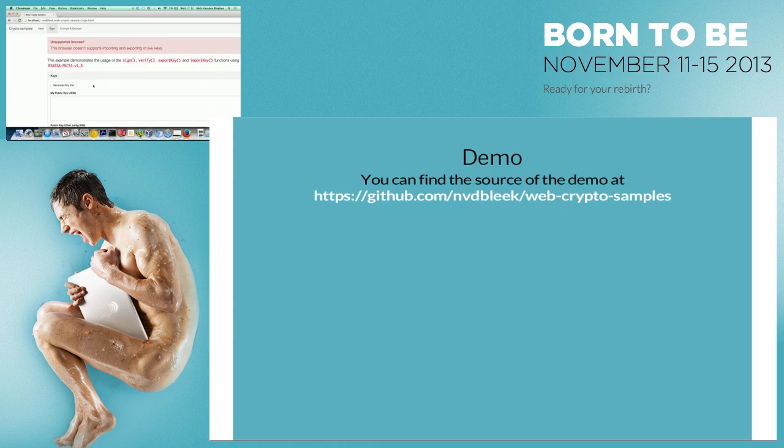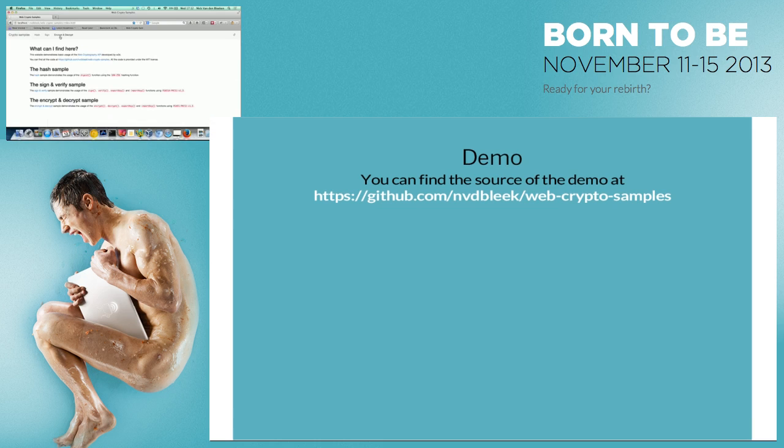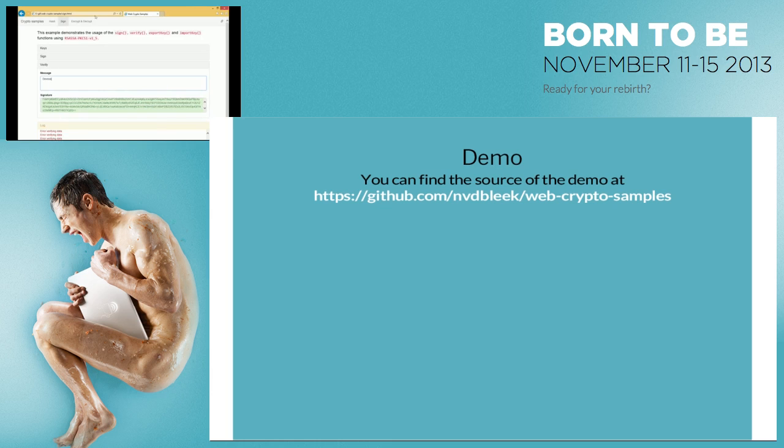Another example, I will be using Firefox here. It's also using the polyfill because Firefox doesn't implement the API yet. So I generate a key. Copy it. Generate key. And now I will send a message.